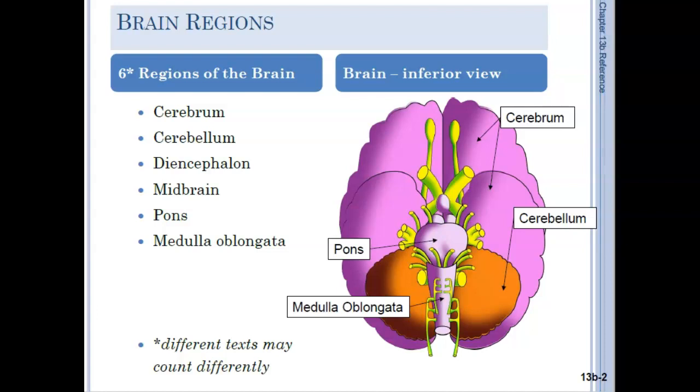This is a picture looking at the brain from an inferior viewpoint. So again, you can see the cerebrum is the main part of your brain. When you think about a brain and visualize that, you're most likely picturing the cerebrum. The cerebellum is going to be located towards the back part of your brain, the posterior part of the brain. And then the brainstem, which would be made up of, again, your pons, your medulla, and then your diencephalon region, which is not visible in this particular photo.